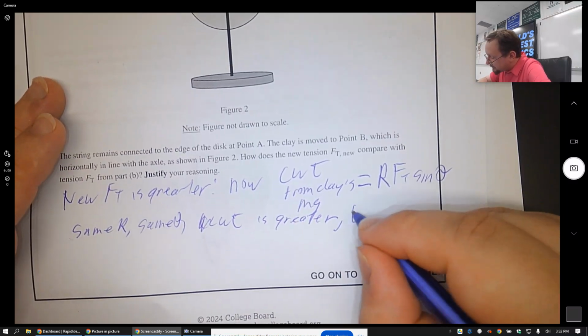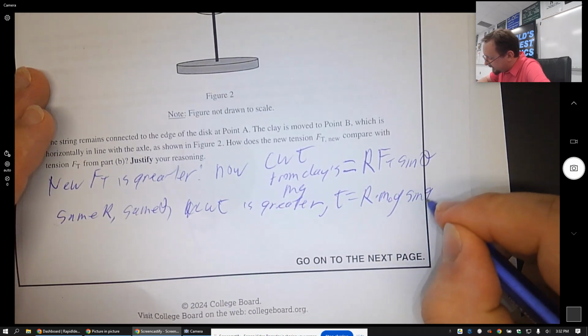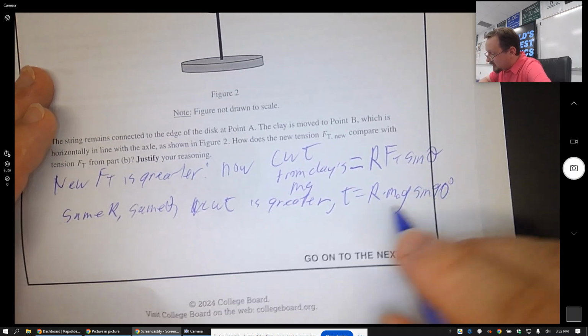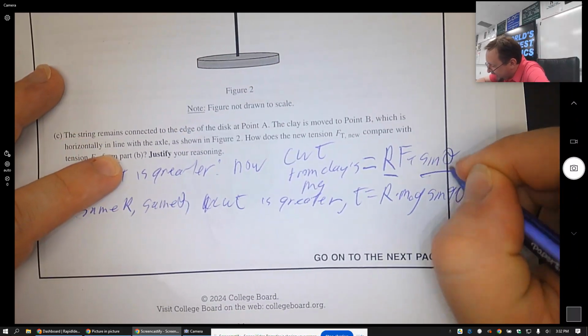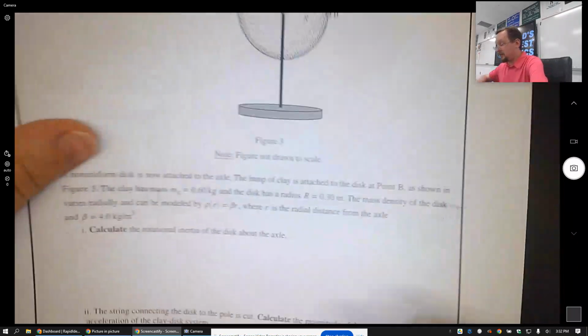Why is the clockwise torque greater? Because that is now a torque of R times mass of clay G times the sine of 90, which is greater. So if this is the same and the same, and this is greater, then the tension has to be greater. If I had time and space, I would write that.